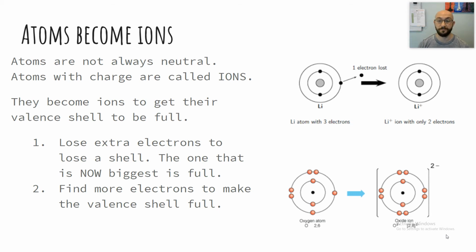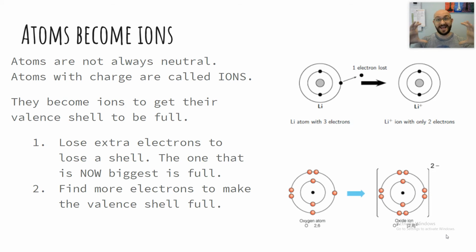Let's look at oxygen. Oxygen has 2 electrons in the first orbital, 6 in the second orbital. It has 6 valence electrons. It wants either 8 or 0. It's going to be lazy. Losing 6 is a lot harder than finding 2 more.